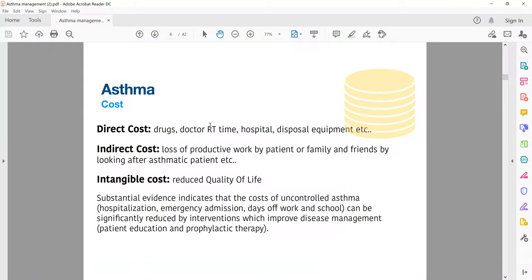There is substantial evidence that indicates that if we control asthma, it will reduce the cost through prophylactic therapy and patient education. Some may ask that giving the patient prophylactic therapy or patient education costs money. But there is a study published in 1996 called Asthma Cost. It said that one hospitalization of an asthmatic patient will pay for 3 years of inhaled corticosteroids. So it will save a lot of money by controlling asthma.